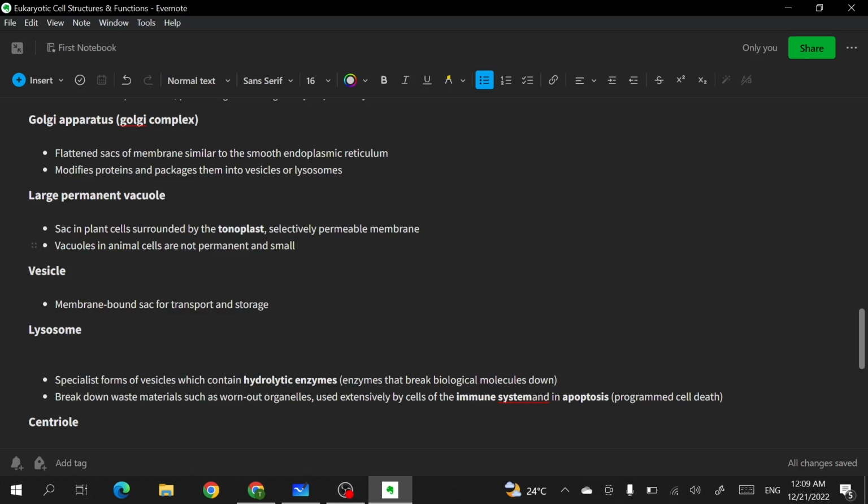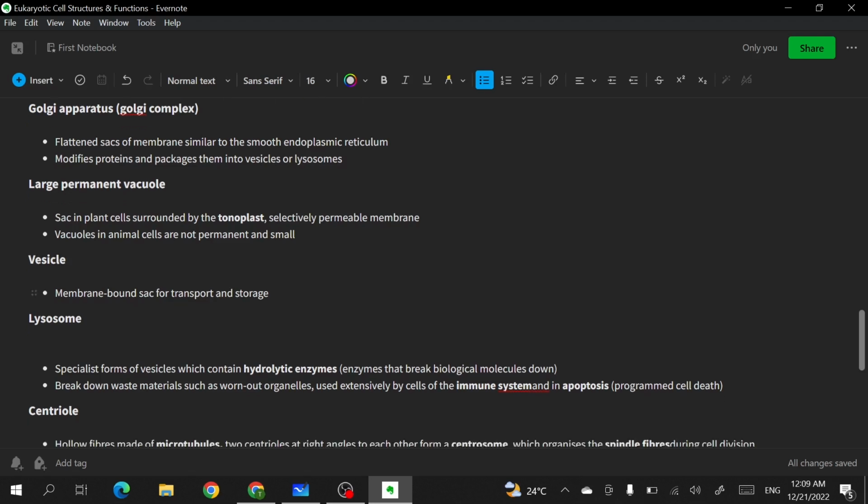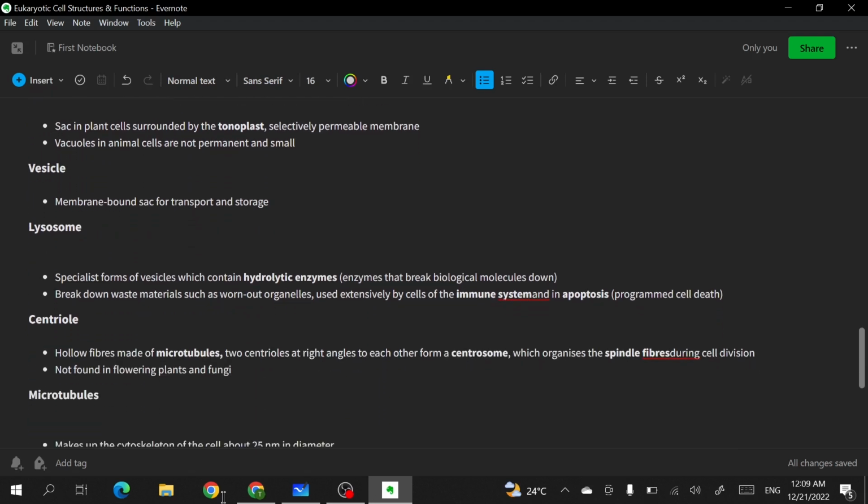Large permanent vacuole. These are sacs in plant cells surrounded by the tonoplast, a selectively permeable membrane. Vacuoles are not found in animal cells. They contain tannins, from which you get tea. They also hold waste products.